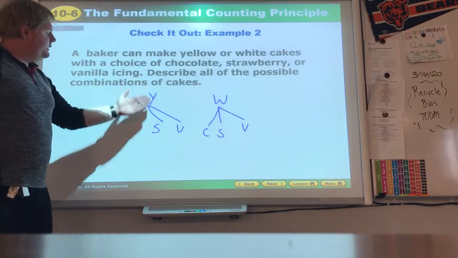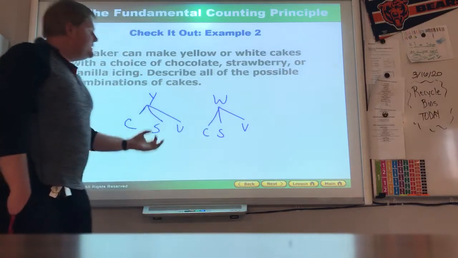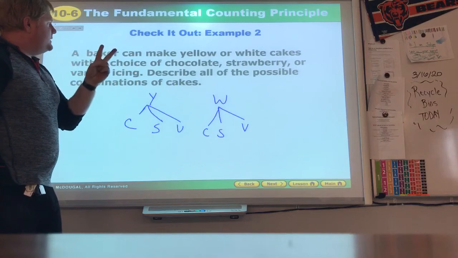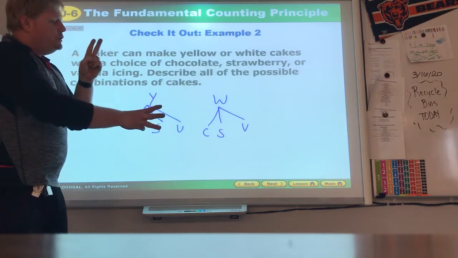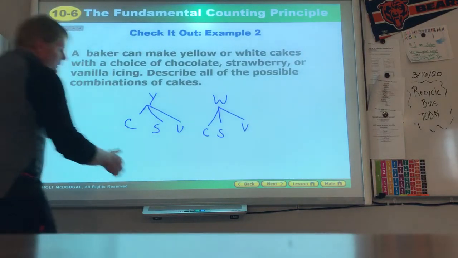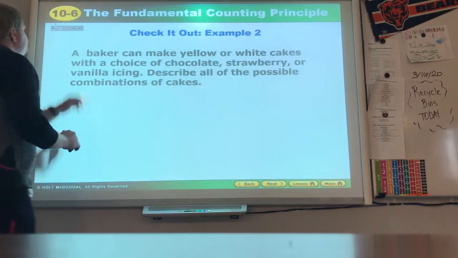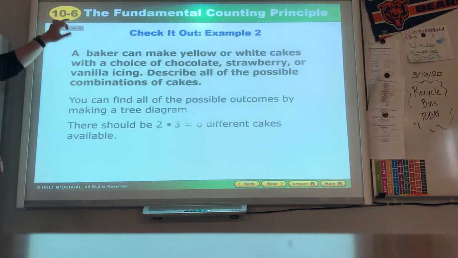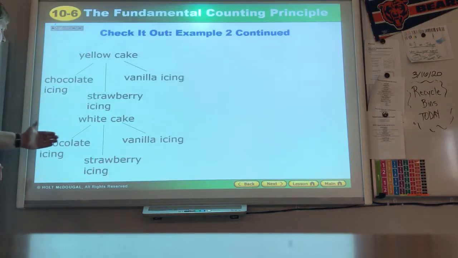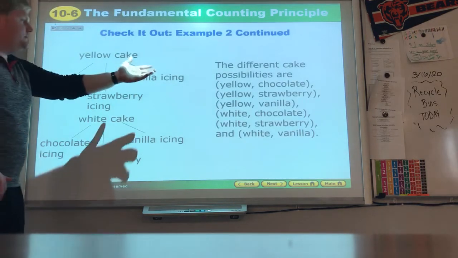Okay. So, I see at the bottom here there's 6 different things. I could have yellow chocolate, yellow strawberry, yellow vanilla. White chocolate, white strawberry, white vanilla. 6 different ones. Or if I thought about that counting principle, 2 different types of cakes, 3 different types of frosting. 2 times 3 is 6. Okay? And we have all the possible things by writing out this diagram. Yellow with chocolate, strawberry, vanilla. White with chocolate, strawberry, vanilla. And we see the 6 different possibilities.